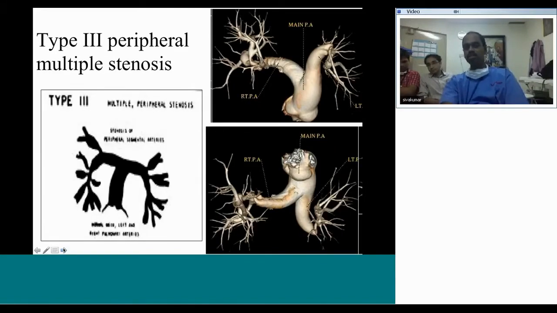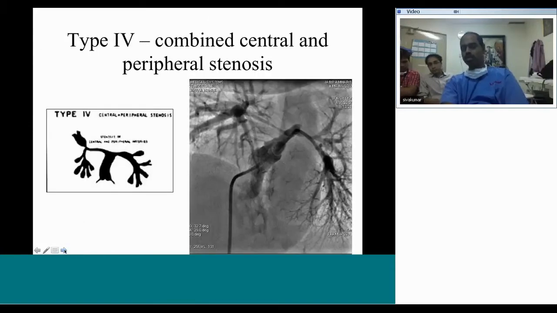Then comes 3. 3 means the central portions of the PA are all normal. It's only the peripheral PAs that are narrow. You see the entire central pulmonary artery is normal, but the peripheral pulmonary arteries, all the intrahilar parenchymal PAs, are narrow. And type 4 is a combination.